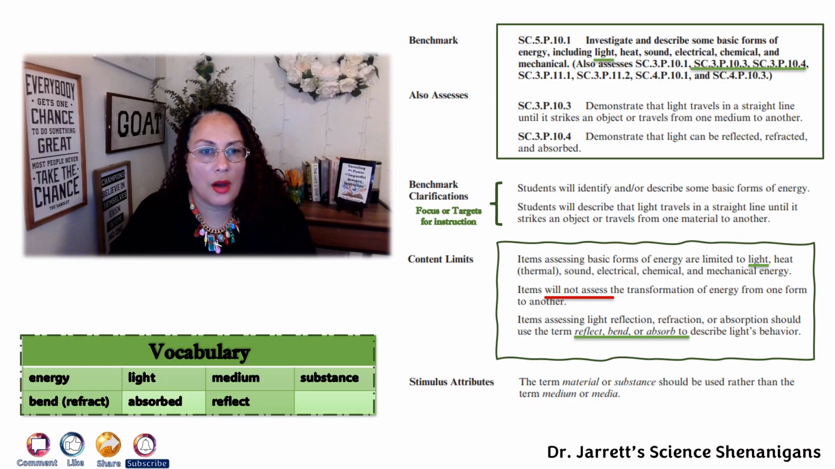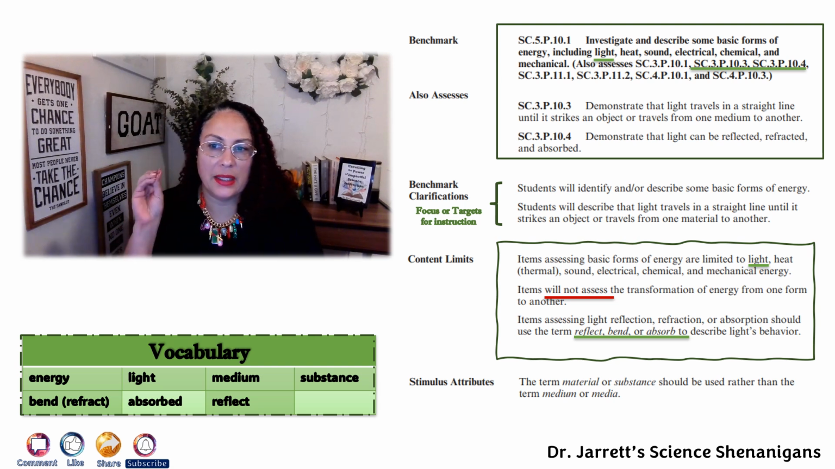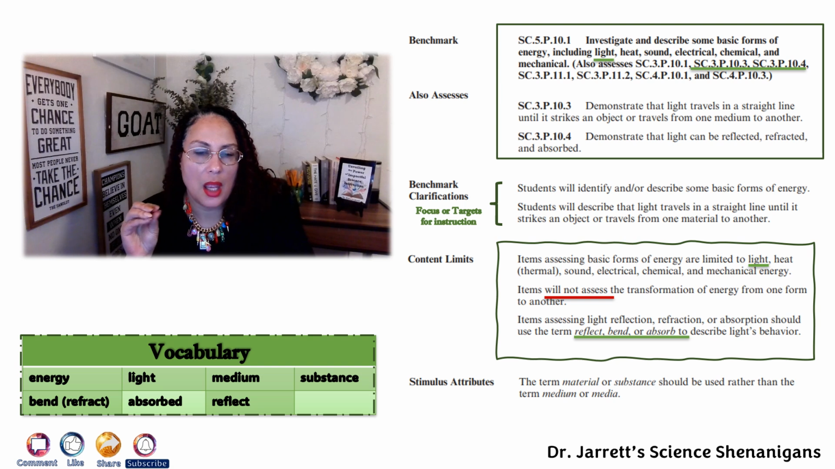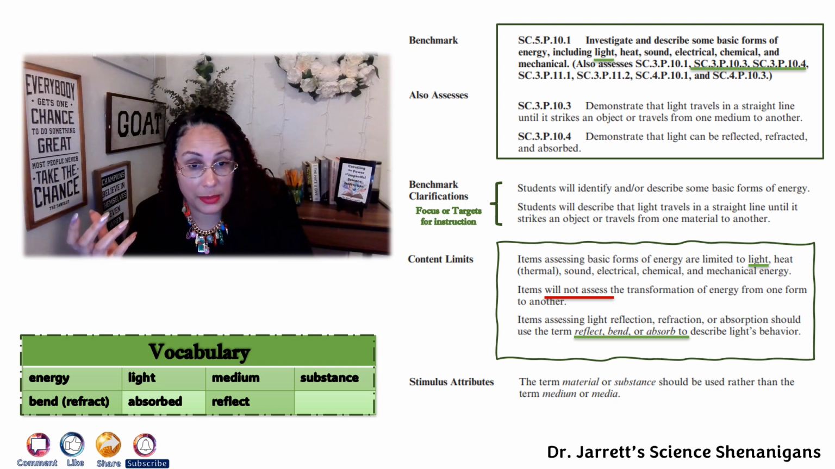We are on part two of basic forms of energy, and we are looking at light specifically today. So that's 5P10.1, but we're pulling light out of that benchmark. We're mainly focusing on the third grade benchmark, SC.3.P.10.3: Demonstrate that light travels in a straight line until it strikes an object or travels from one medium to another. And SC.3.P.10.4: Demonstrates that light can be reflected, refracted, and absorbed.